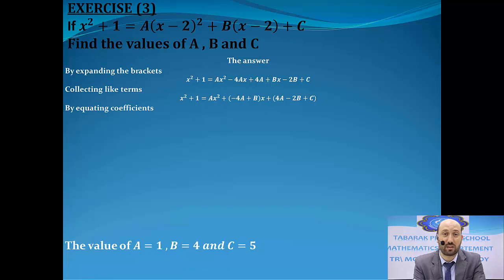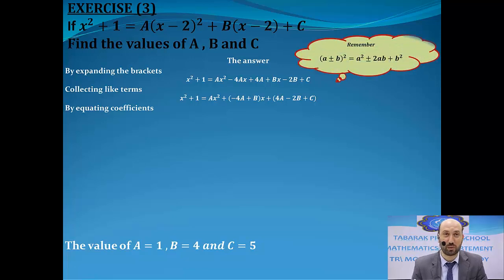So the same factor here, if we want to find it, becomes by expanding the brackets using the same rule of (a plus or minus b) squared equals a squared plus or minus 2ab plus b squared. By expanding the brackets, we have to expand (x minus 2) squared. On the right side it becomes ax squared minus 4ax plus 4a. And for b times (x minus 2), we are going to multiply b by each term inside the bracket, becomes bx minus 2b.